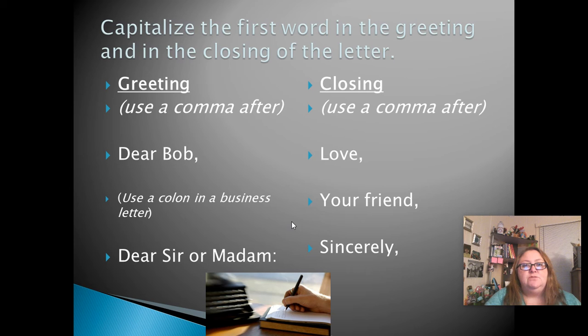Some capitalization rules. The first word in the greeting and the closing of the letter needs to be capitalized. So Dear Bob, that needs to be capitalized. Dear Sir or Madam, that needs to be capitalized. And you notice there's a colon after this one, and then a comma after our closing. Sincerely, Mrs. Culp. Okay, that is the end of that video, and I hope that helps you to be able to rewrite your letters.